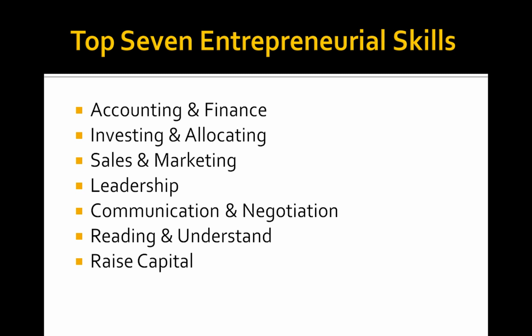So the first one is going to be accounting and finance. The next one is going to be investing and allocating. Next one is sales and marketing. Number 4 is leadership. Number 5 is communications and negotiations. Number 6 is reading and understanding. And number 7 is raising capital. So let's jump into it.